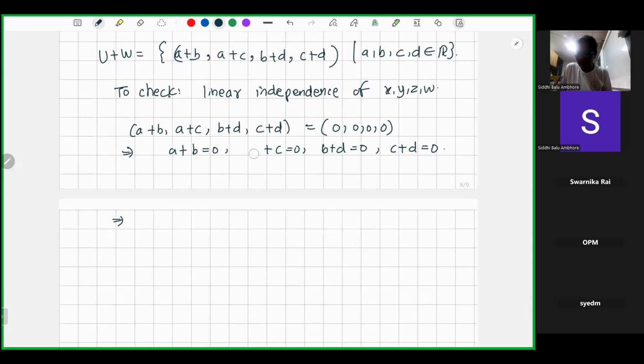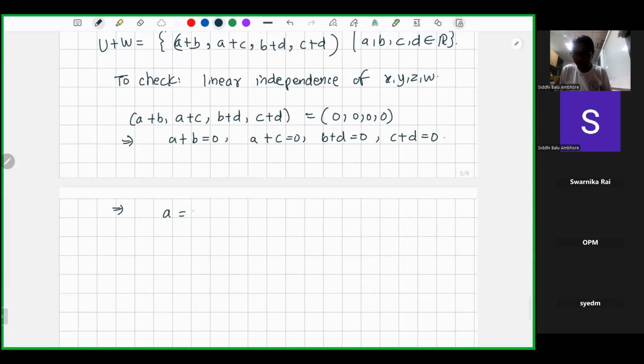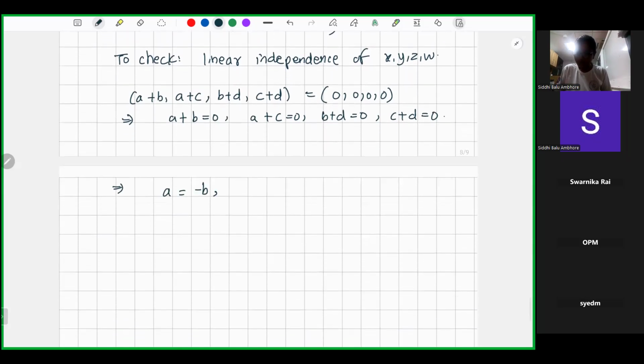So a plus b is equal to 0 means a is equal to minus b. And here this gives me b is equal to minus d, c is equal to minus d, and a is equal to minus b. So a is minus b, b is minus d, so it becomes minus of minus d, so it becomes d.